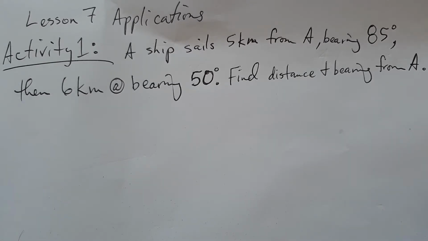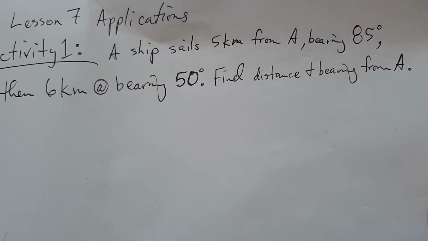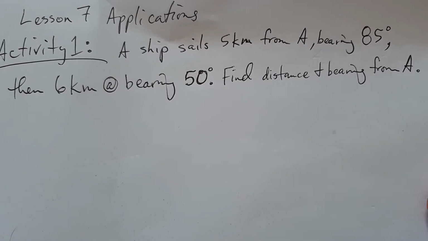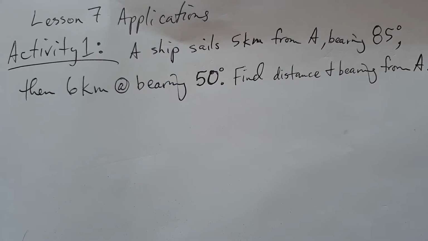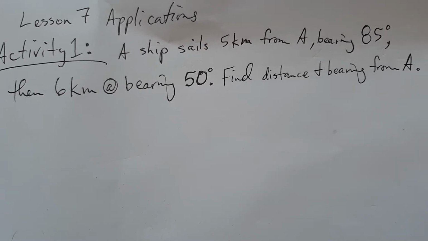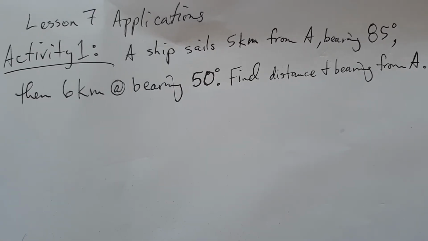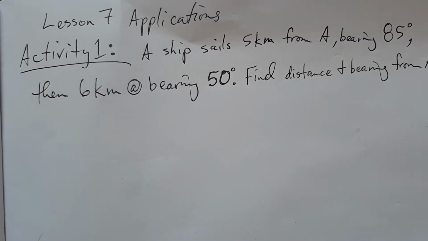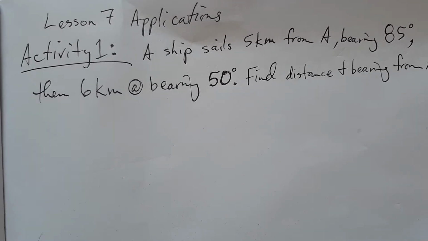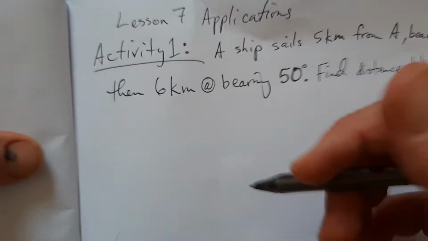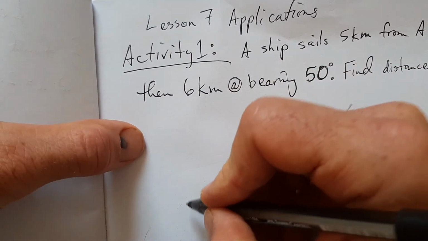So, first one: a ship sails 5 kilometers from port A at a bearing of 85 degrees. Then goes another 6 kilometers at a bearing of 50 degrees. Find the distance and bearing from A of where the ship is after it does those two things. So here we go. We've got to draw a picture, right? So here's point A.